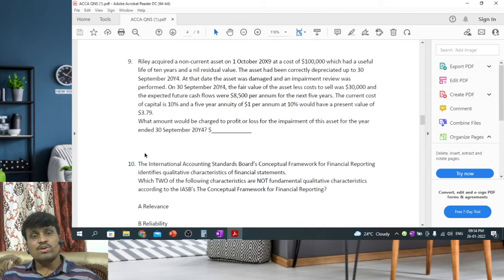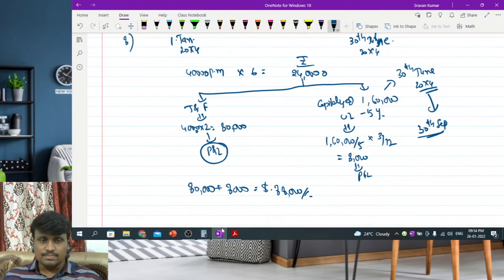Relay acquired a non-current asset on 1st October 2009 at a cost of $1 lakh, which had a useful life of 10 years and a nil residual value. The asset has been depreciated up to Y1, Y2, Y3, Y4. How many years are there? 5 years. So they provide the depreciation for 5 years. At that date, the asset was damaged and impaired. Impairment review was performed on 30th September. The fair value of the asset less cost to sell was $30,000.